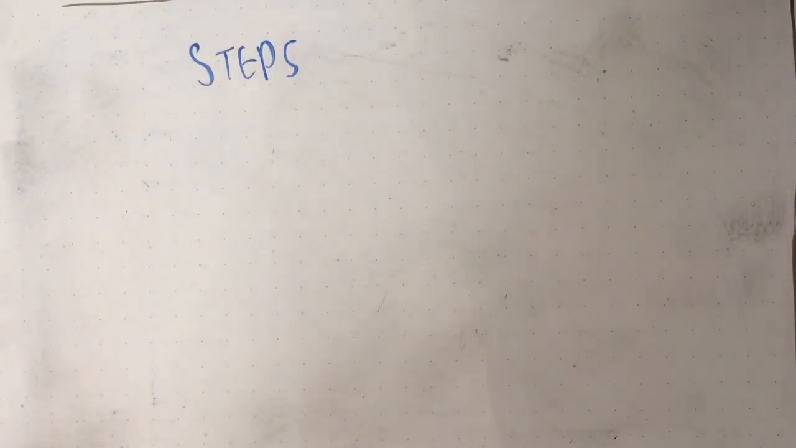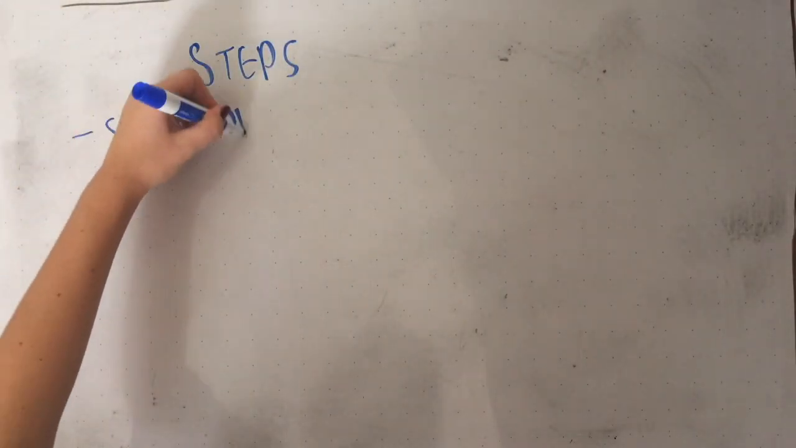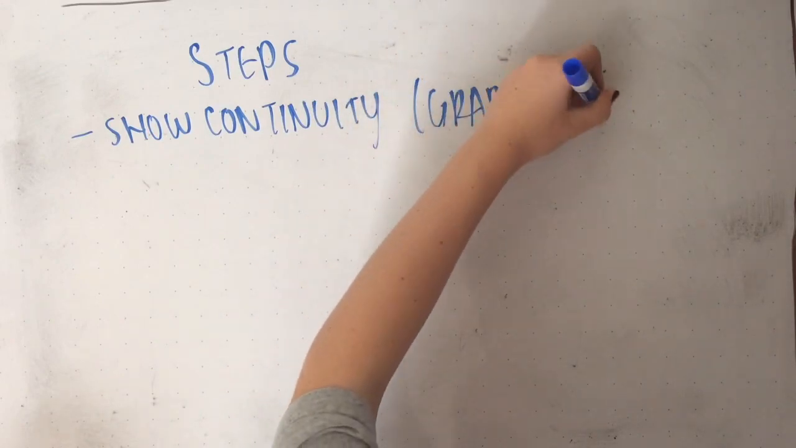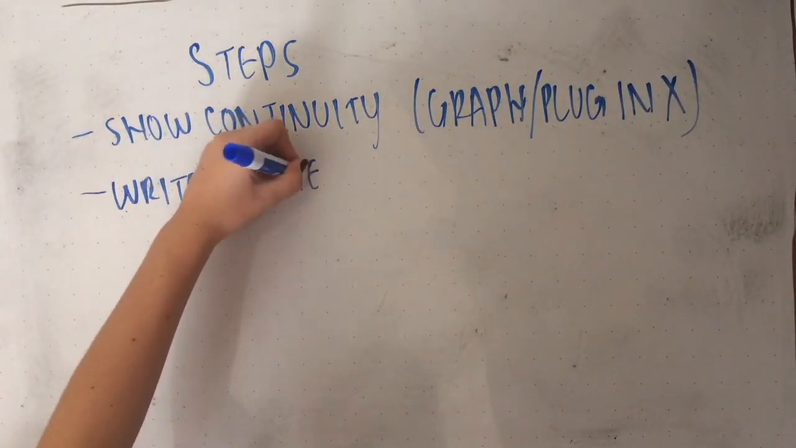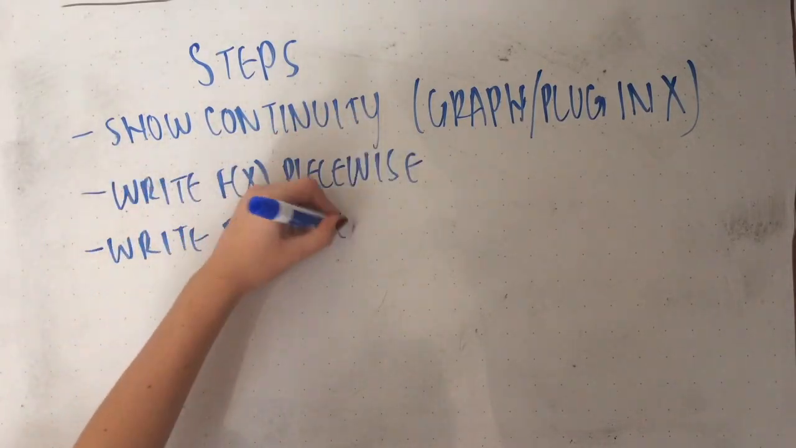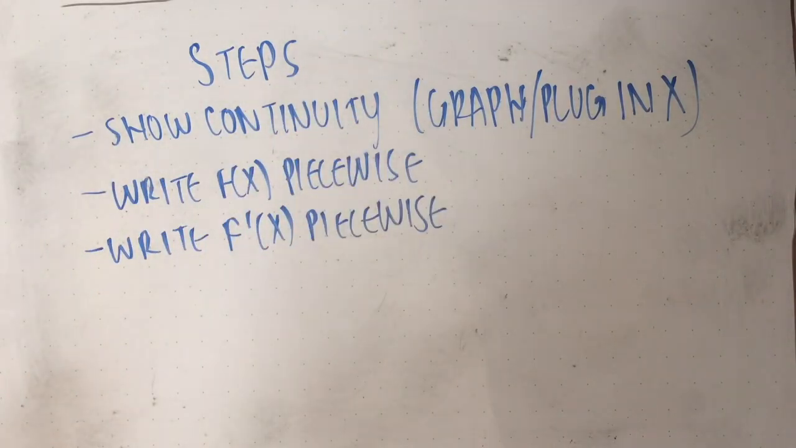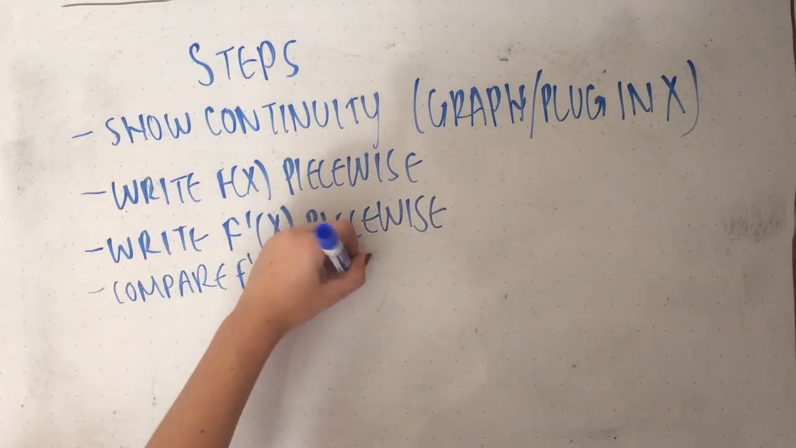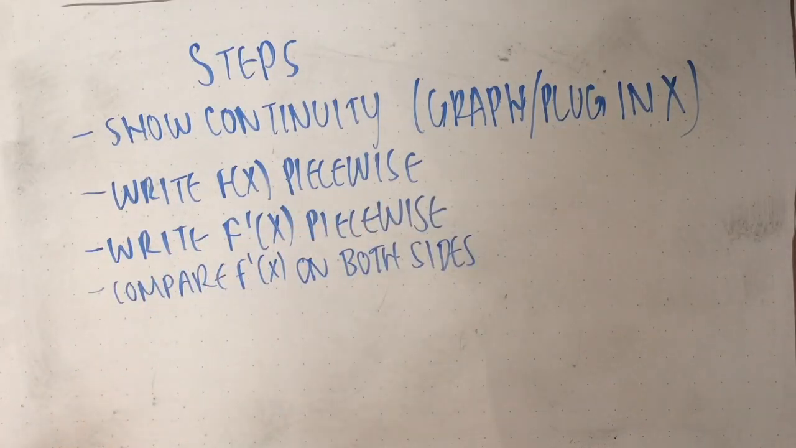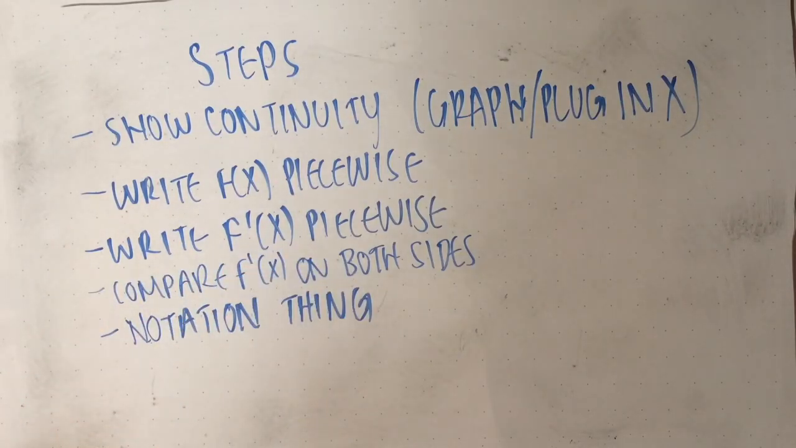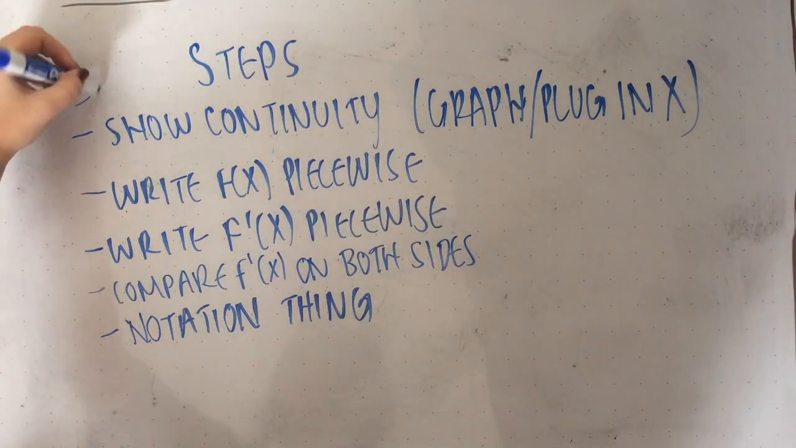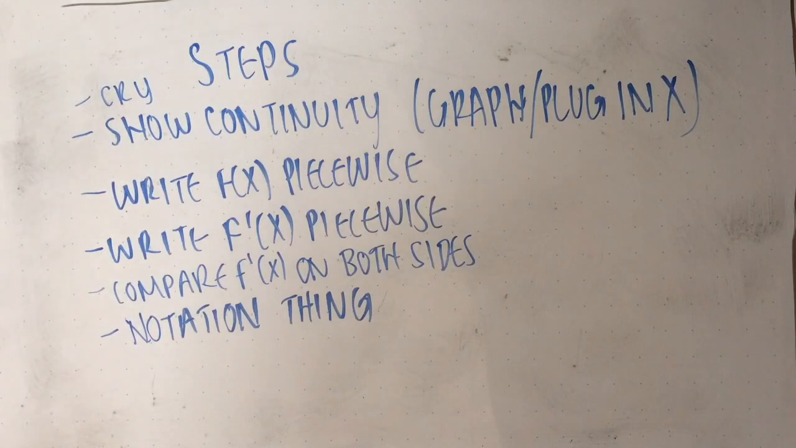But for the most part, when you're proving or disproving differentiability, just follow these steps. So first, determine if it's continuous. You can use a graph, you can plug in x. If it is, then write the f of x piecewise, then write the f prime of x piecewise. It's not Pennywise, although that is my biggest fear, it's piecewise. Anyways, compare f prime on both sides, and hopefully they should be equal to each other if you're trying to prove it, and they shouldn't be equal if you're disproving differentiability, and then use that messy notation. Oh, and I forgot the most important step. When you see it, cry.